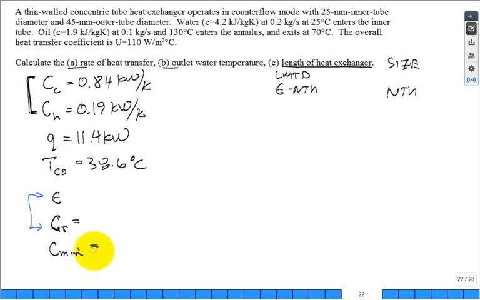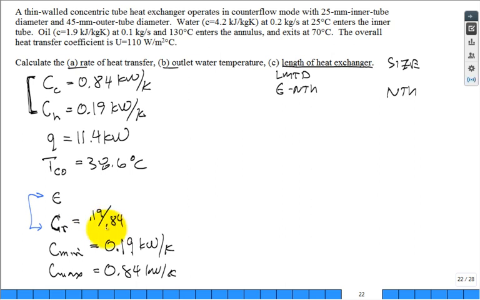C min is 0.19 kilowatts per Kelvin, and C max is 0.84 kilowatts per Kelvin. So CR is the minimum over the maximum or the reciprocal? 0.19 divided by 0.84 or 0.84 divided by 0.19. It's always between 0 and 1. So there it is. So this CR comes in at 0.2262.